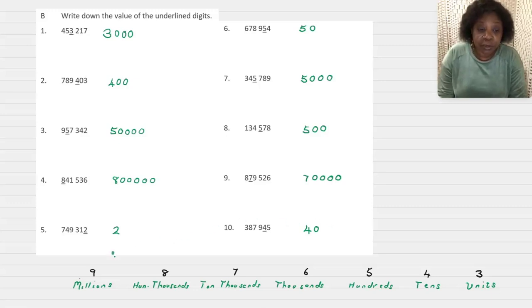So now coming to the bottom of the screen, I want to quickly take you through what we mean by place value.